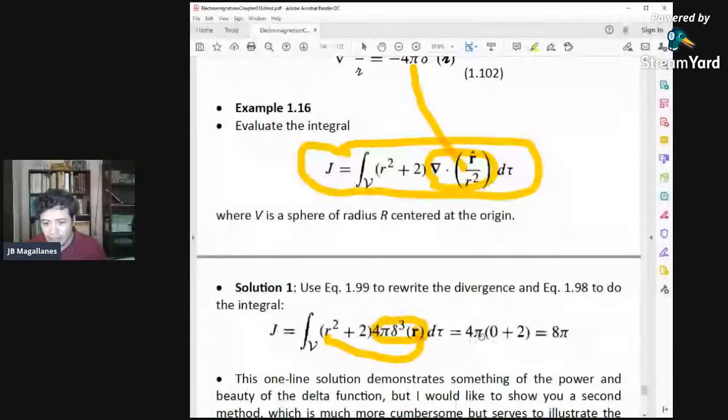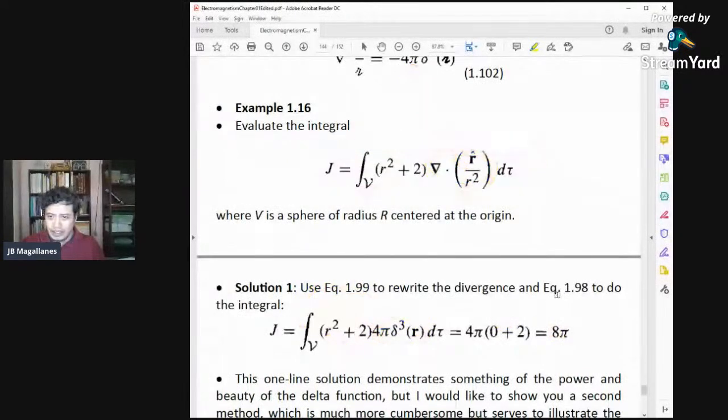So that you will have a 4 pi. The 4 pi here you can take out of the integral. So you'll just be integrating. This is supposed to be 0 square, no? You have a square here. 0 square, anyway, that's still 0. Plus 2 is equal to 8 pi. So this is equal to 8 pi here.